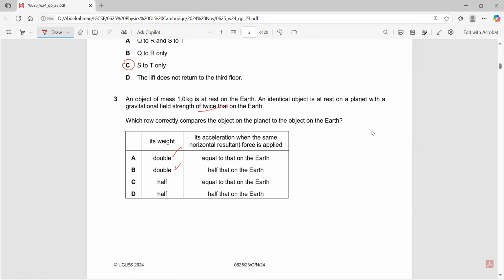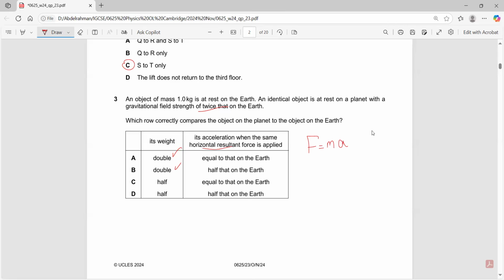And someone might say, well, the acceleration would be halved, right? Someone might say that, which is wrong. Why? Actually, the acceleration would be the same. Why would the acceleration be the same? Because if you think about it, force equals mass times acceleration. The same horizontal force. We're not talking about the vertical force in this question. We're talking about the horizontal force.